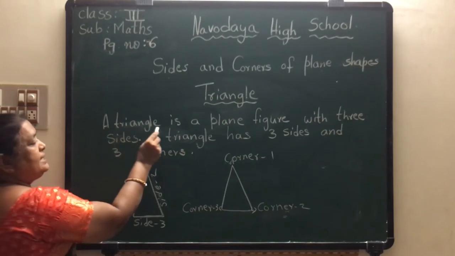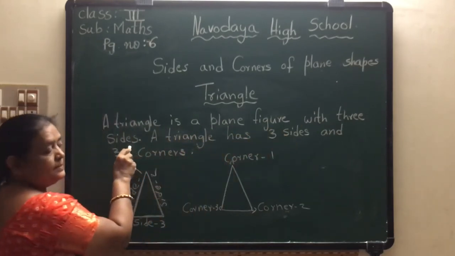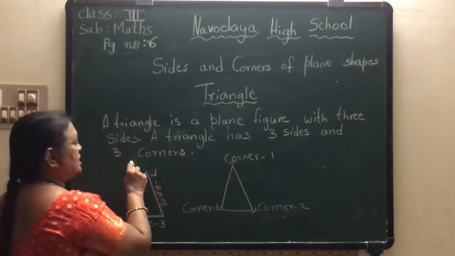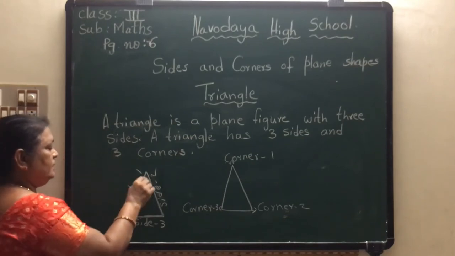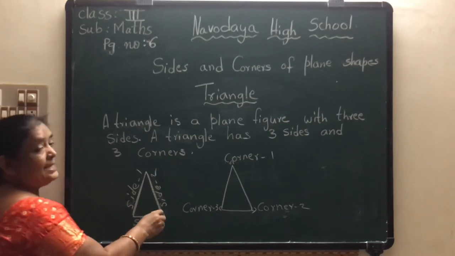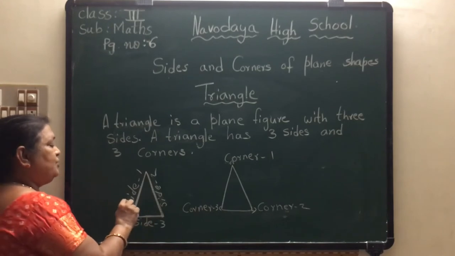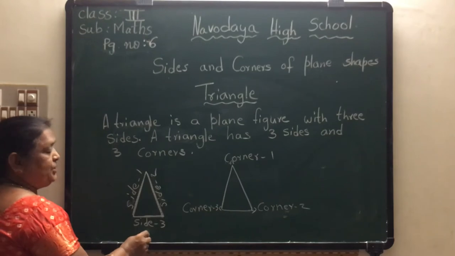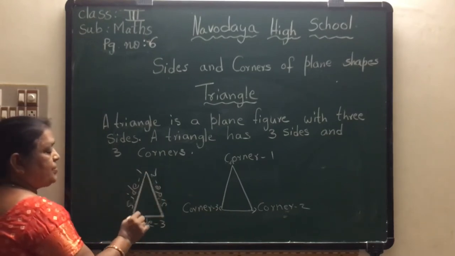A triangle is a plane figure with three sides. A triangle has three sides and three corners. Let us see the first triangle. How many sides are there in a triangle, I said? Three. See here, side one, side two, and side three. Three sides are there for a triangle.